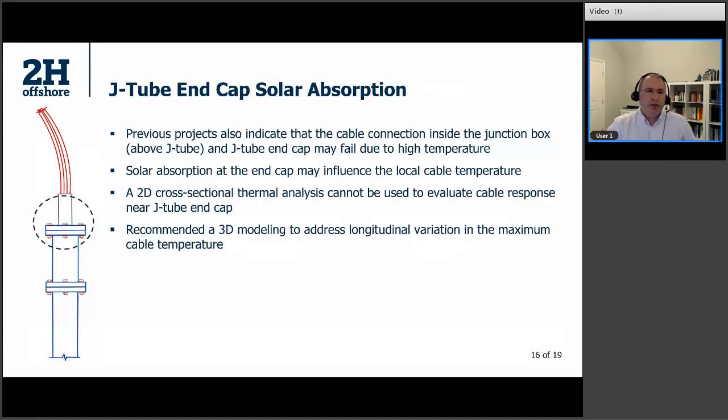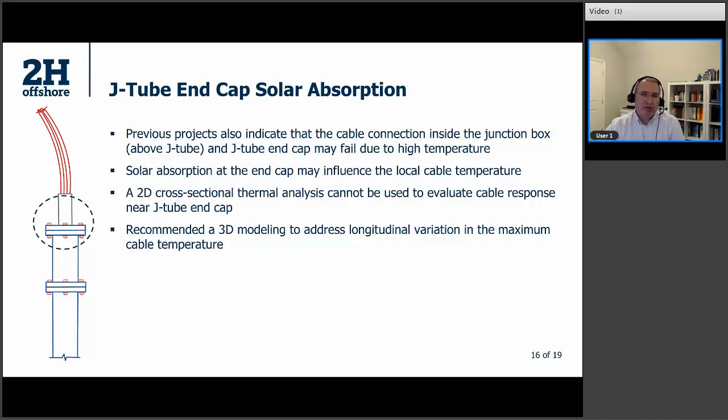So we need to pay special attention to J-tube end cap solar absorption. Here you are seeing a picture of that. This is my J-tube, and I have these power cables at the top on the surface, and this is also on the surface. But this end cap and this junction box over here are susceptible to high temperatures, and they can fail due to overheating. We saw that in previous projects.